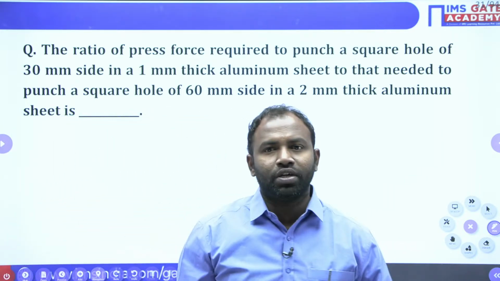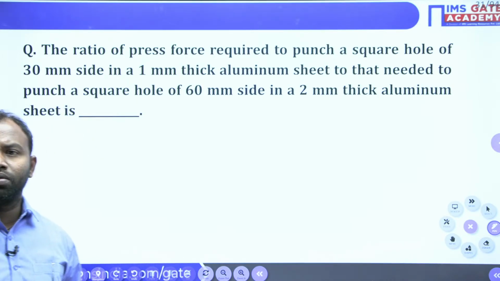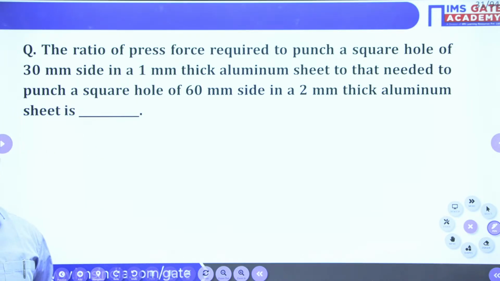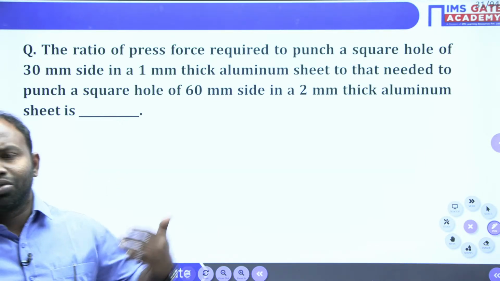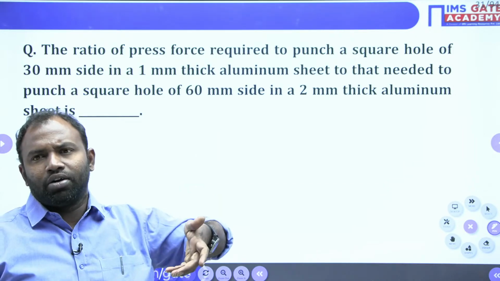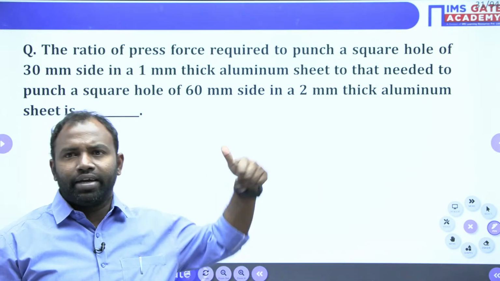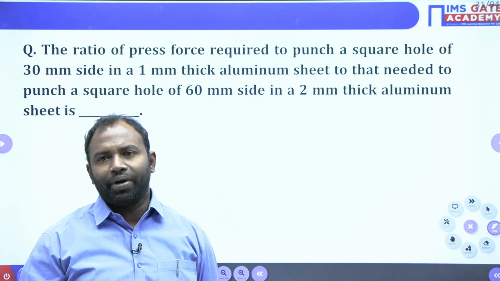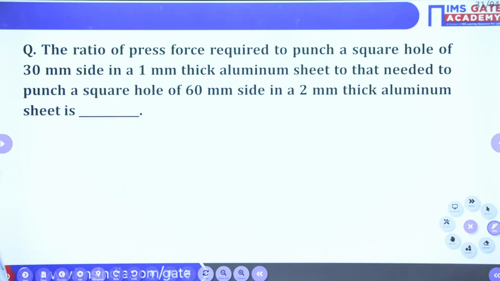Have a look at this question. Thank you, Bhushan, thank you very much. So, I have collected these in an orderly way. First is rolling, and then drawing, and then extrusion, forging, and bending, and then here this formula for punching and blanking operation, sheet metal operation. Okay, now let us have a look at this question.